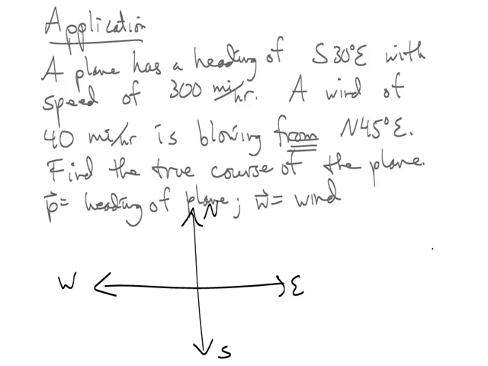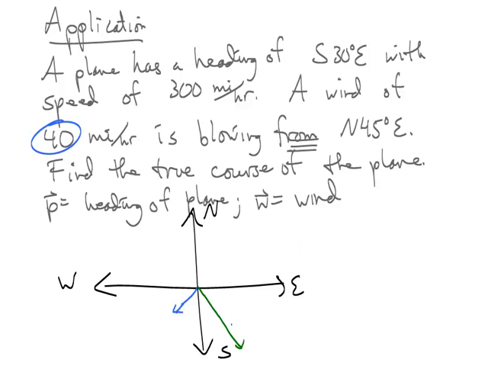Now the plane, if we write it as a position vector, south 30 degrees east, so we go due south, rotate 30 degrees to the east. So our plane, let's make it here, is going to be this vector, and the length is going to be 300. The wind is blowing from north 45 degrees east, so I face north, 45 degrees to the east. That's the direction it's coming from, so as a position vector, let's go this way. It has length of 40, so much shorter than that other vector. We can put it like that.